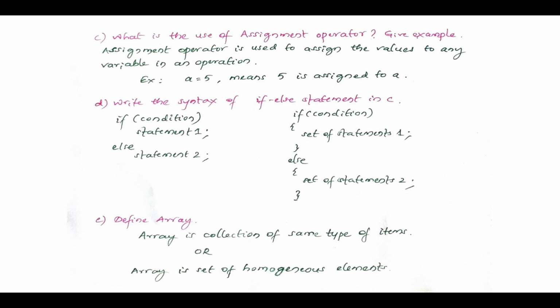Next question is, define an array. Very simple. Array is a collection of same type of items, or array is a set of homogeneous elements. Like this, you can write the answer directly for the question. Don't write unnecessary things in 2-mark or direct questions like 1 mark.